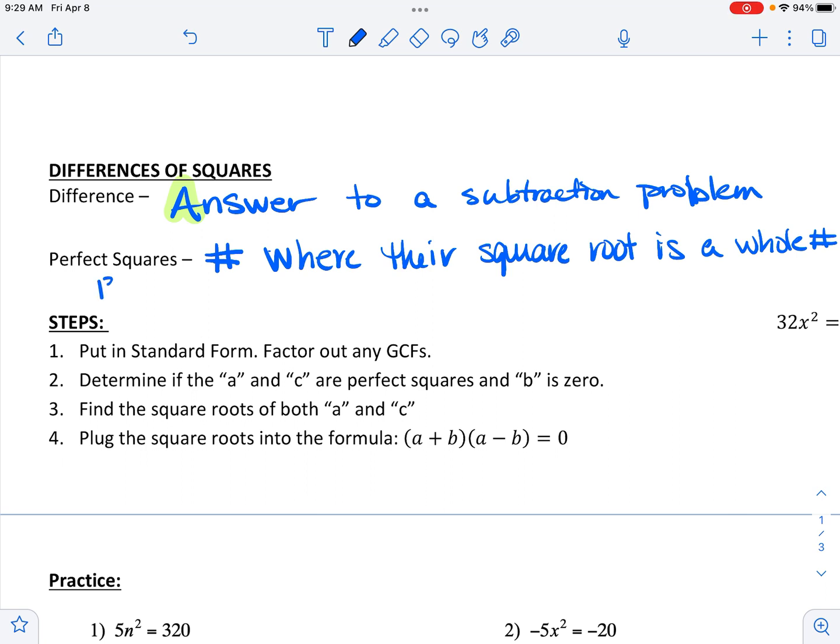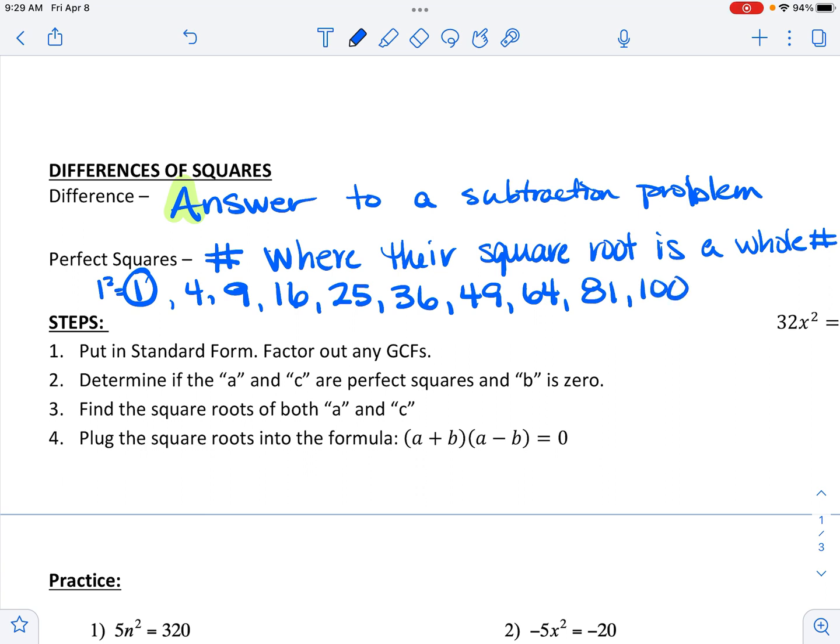We know that 1 squared is 1. So 1 is a perfect square. We know that 2 squared is 4. 3 squared is 9. 4 squared is 16. 5 squared is 25. 6 squared is 36. 7 squared is 49. 8 squared is 64. 9 squared is 81. 10 squared is 100. These are all perfect squares.